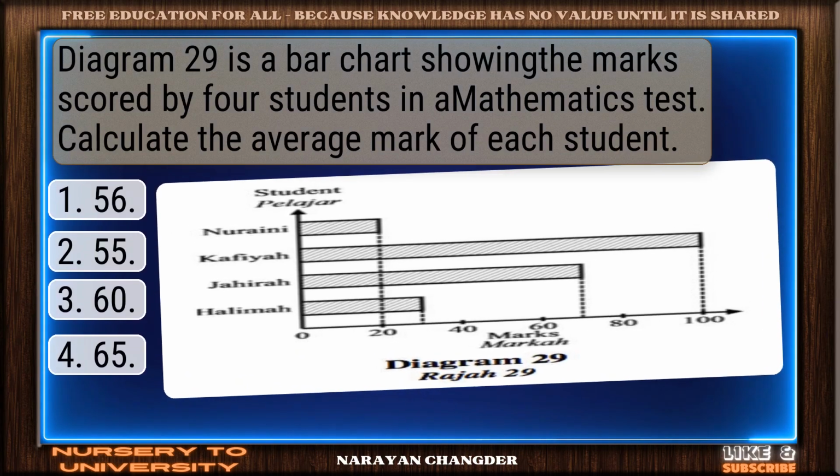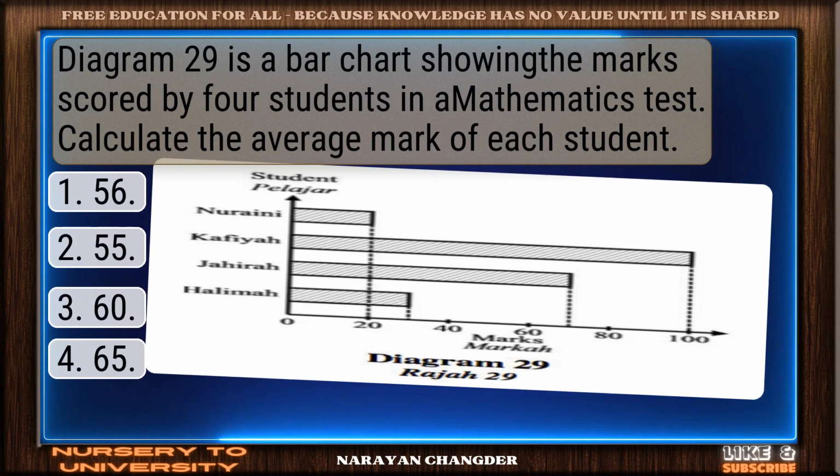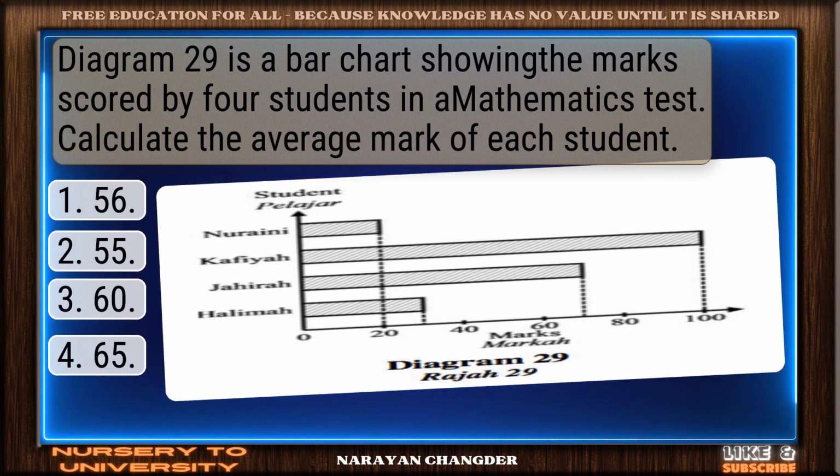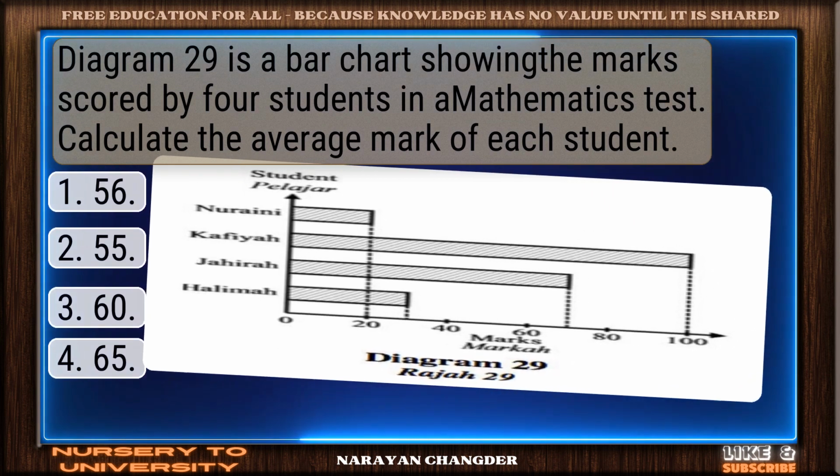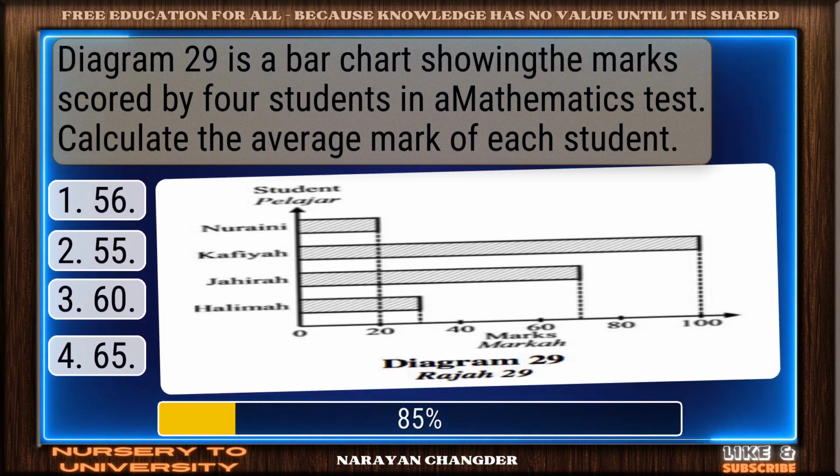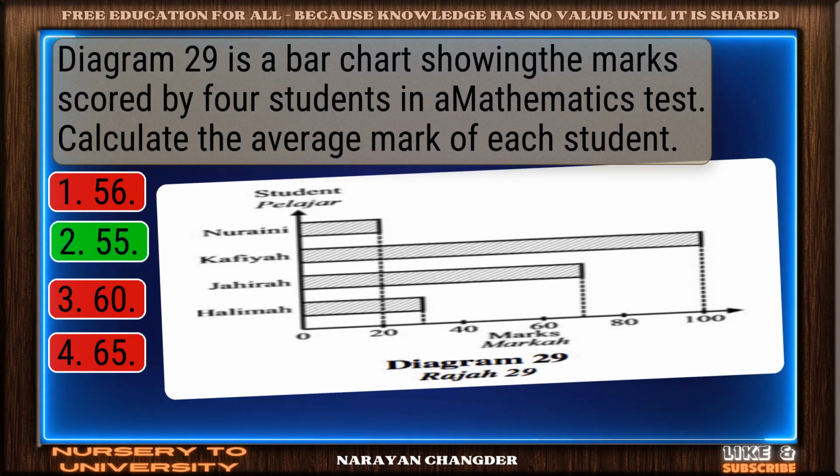Diagram 29 is a bar chart showing the marks scored by 4 students in a mathematics test. Calculate the average mark of each student. On track, 55 is the correct answer.